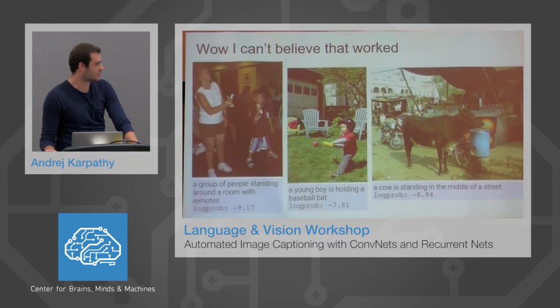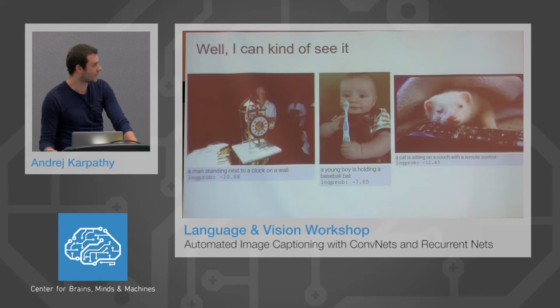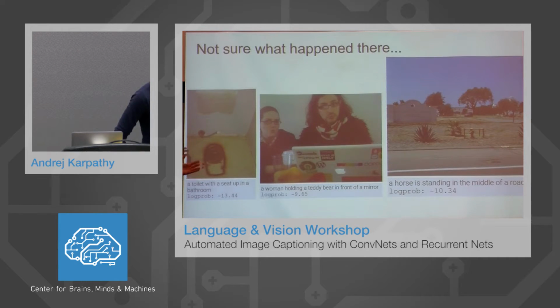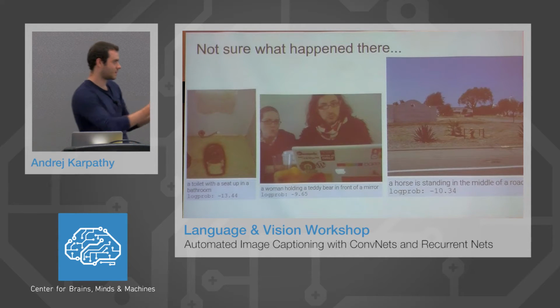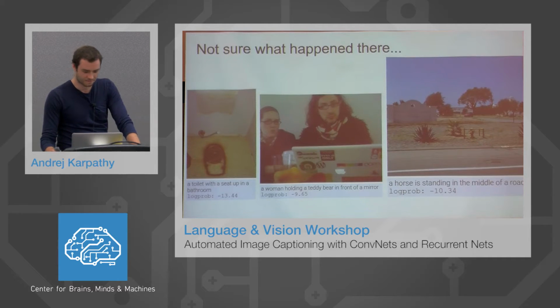Some results work really nicely, and you've seen a lot of examples of these, so I won't spend too much time. Some work really nice, some work kind of okay. I mentioned some of these in my oral, and some of them don't work quite well. Maybe there's a horse standing in the middle of a road, not really. But basically, you end up creating sentences for images, and there's a whole bunch of work on improving on these models and pushing them further.